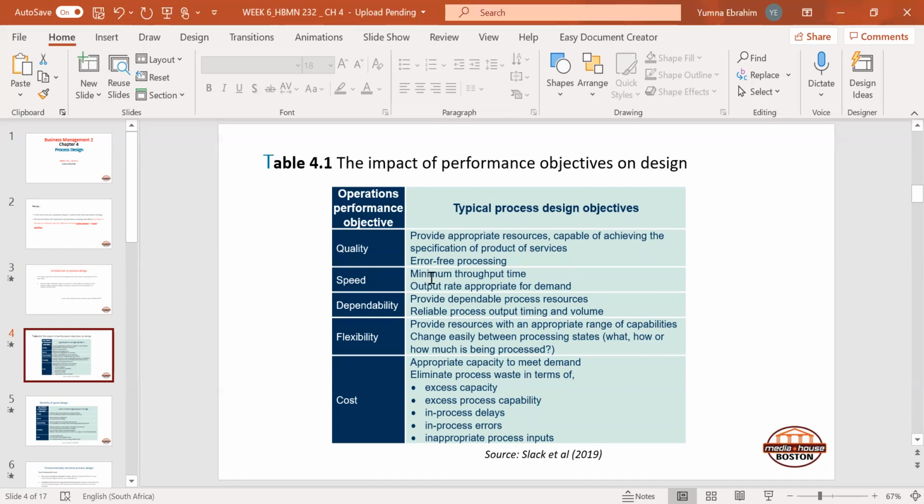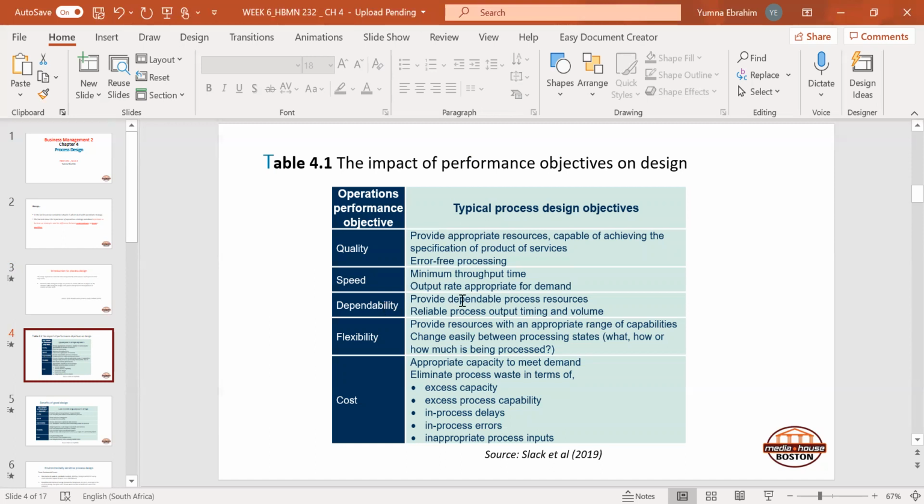Speed: your process must produce your service or good in the minimum amount of time. So, Coca-Cola, they probably have their time. They've worked out how much time it's going to take them to produce a batch of, for example, 100 cans. The quicker they work, the more they can produce. So we call that throughput time.